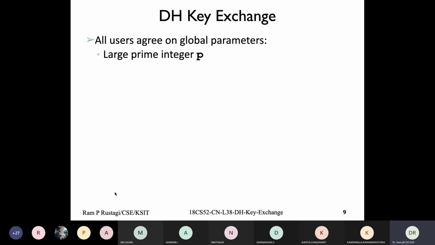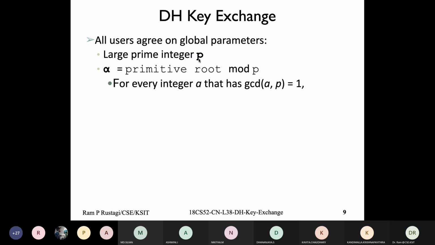What are the global parameters? Prime number P and primitive root alpha. So they agree upon these two numbers. And the property is that for every integer less than P, that's 1 to P minus 1, when P is a prime number, GCD of A and P would always give you 1. P is prime meaning no number less than P can divide it. That means the greatest common divisor of A and P is always 1, where A is less than P and greater than 0.